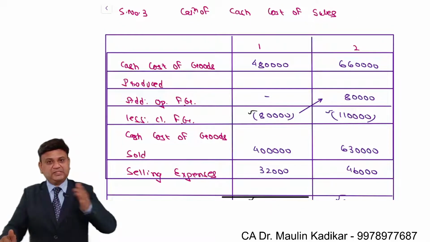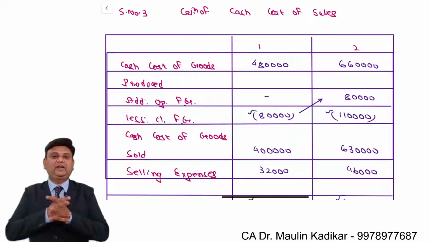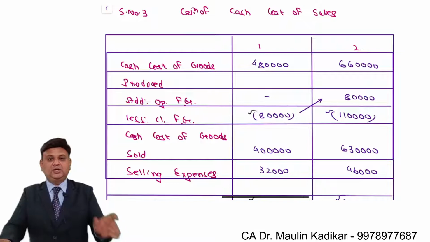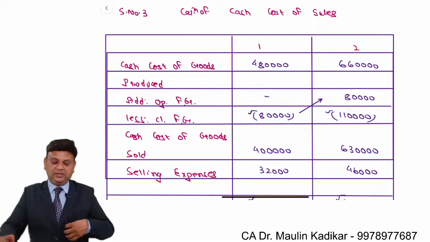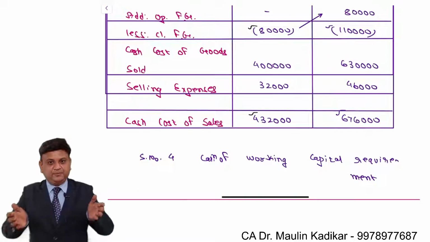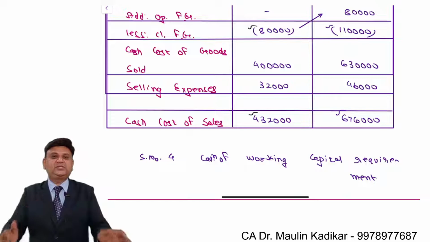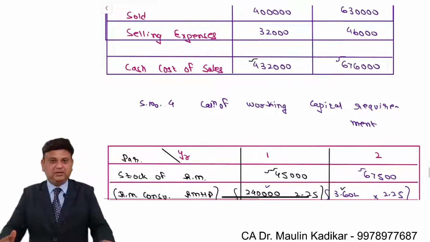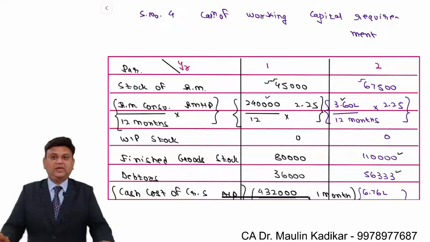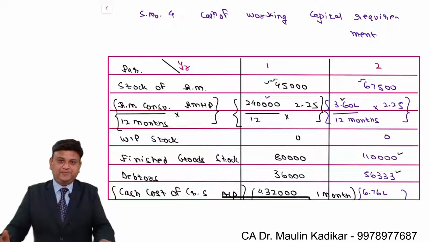Third step is basically for the purpose of correct valuation of the debtors, that is cash cost of the sales. Cash cost of the goods produced plus opening minus closing, based on that the cash cost of the goods sold is calculated. To that, selling expenses are added to compute the cash cost of the sales for the first year as well as the second year. In the last step, working capital requirement will be found.